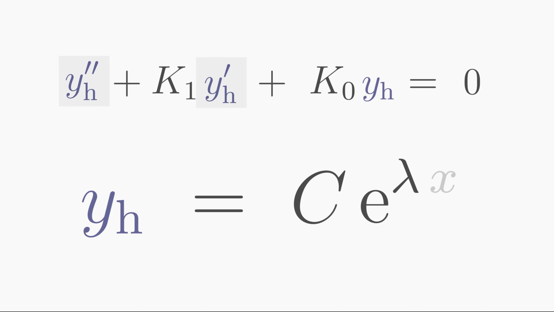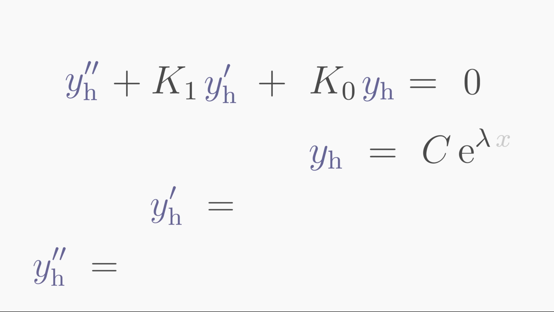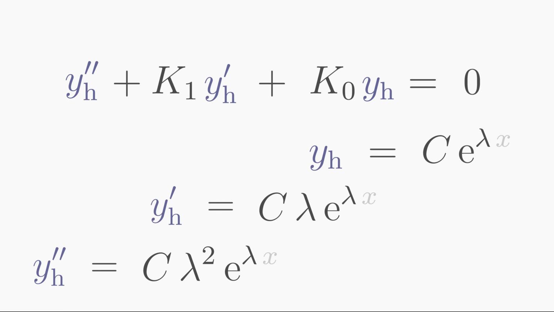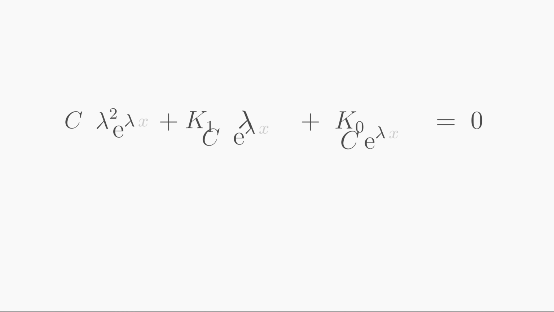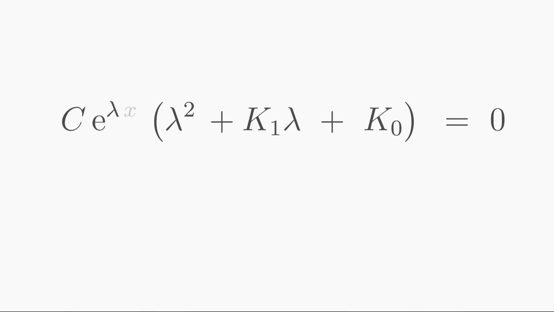Since the first and second derivatives of y_h occur in the general formula of the differential equation, we must differentiate our exponential ansatz twice. The first derivative is y_h' equal to c times lambda times e to the power of lambda x. And the second derivative is c times lambda squared times e to the power of lambda x. Now we can insert the exponential ansatz and the corresponding derivatives into the differential equation. Let us factor out c times e to the lambda x.